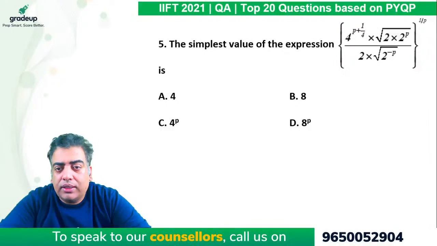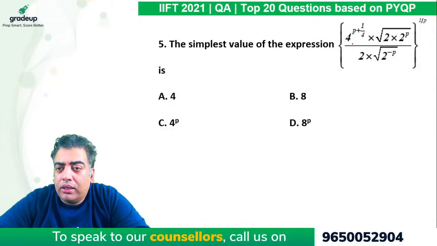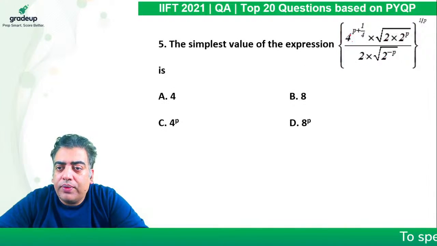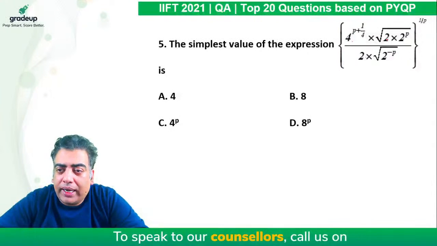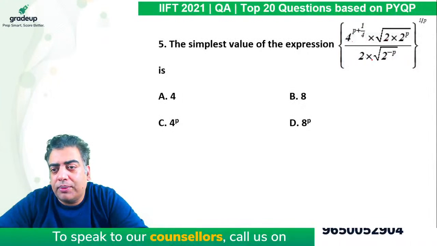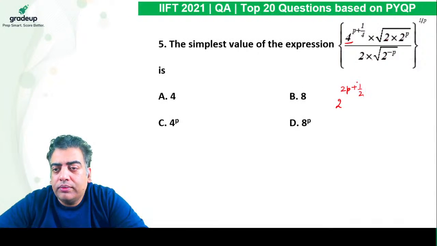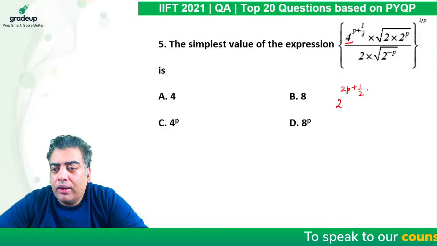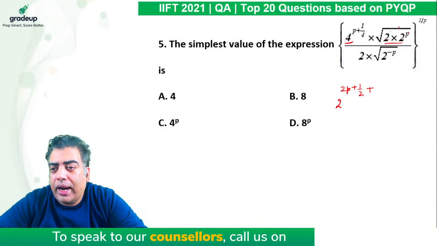In the fifth, it says the simplest value of the expression is. Now we are given powers of 4 and powers of 2 here, so we just need to convert every value to the power of 2. When numbers are multiplied, powers are to be added. When they are divided, powers are to be subtracted. So this is nothing but 2 raised to power 2p plus 1 by 2. Powers get multiplied by 2 when you go for 2 square. Plus it will be 2 raised to power 1 plus p and square root of the same.